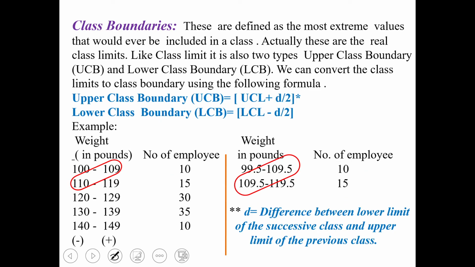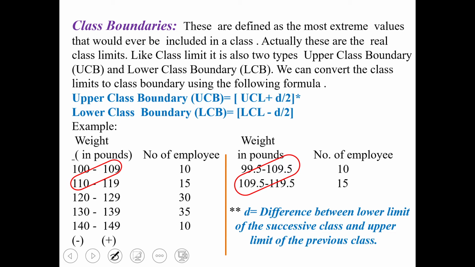Okay, so the next thing is class boundaries. What are class boundaries? These are defined as the most extreme values that would ever be included in a class. Actually, these are the real class limits. Like class limits, they are also of two types: upper class boundary, or UCB, and lower class boundary, or LCB.